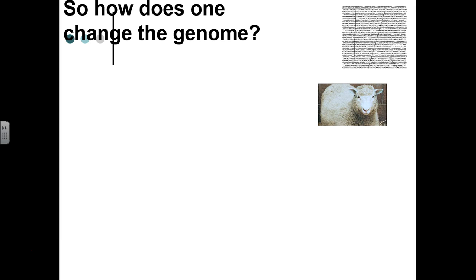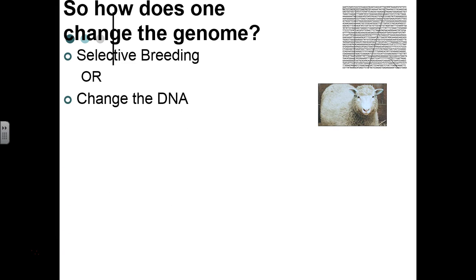So how do we change someone's or something's genome? There are two major ways that we're going to talk about: selective breeding or changing the DNA. And selective breeding was actually something that Darwin used as evidence for evolution as well. And really what it is is when we select some traits by allowing only those organisms with the desirable traits to reproduce.